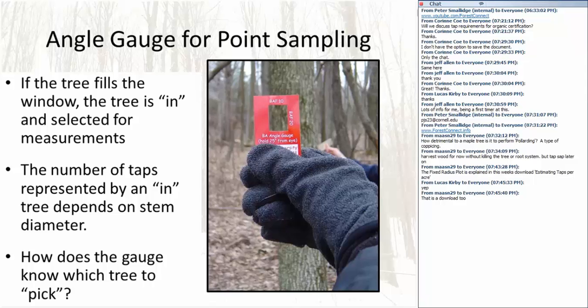So the point sampling uses what's called an angle gauge. You can also use a prism. What you have or will receive is an angle gauge.